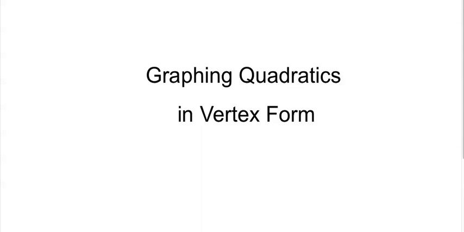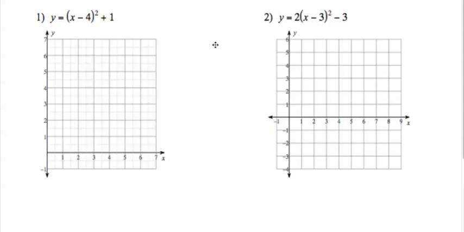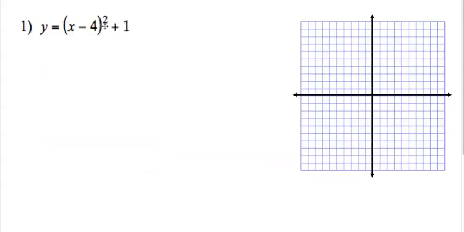Graphing quadratics in vertex form. We saw standard form. Now here's the vertex form. So we've got the first two examples of this worksheet. We'll do these out in their entirety, and then we'll go from there. So we have y equals the quantity of x minus 4 squared plus 1.